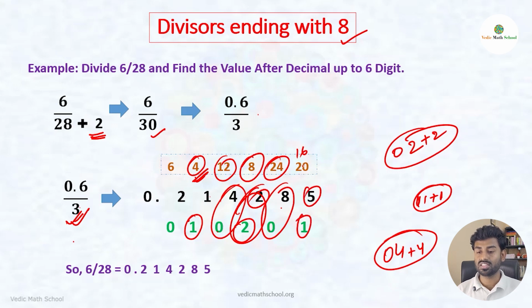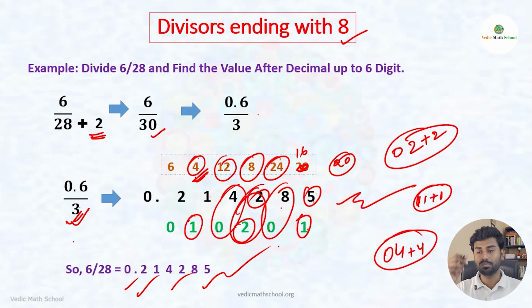So this is 16 first and then 20 will come later. Why? Because 15 plus 5, 20, and then the process will continue. So this is the method of doing the division when the divisor is ending with 8. Hope you realize the difference between a divisor ending with 9 and a divisor ending with 8.